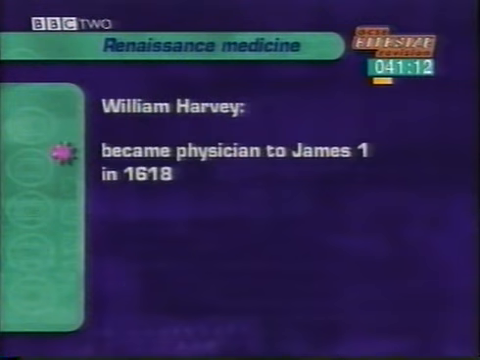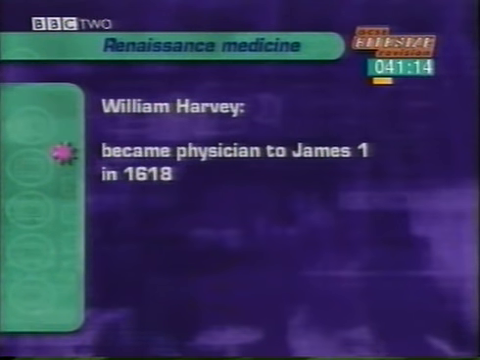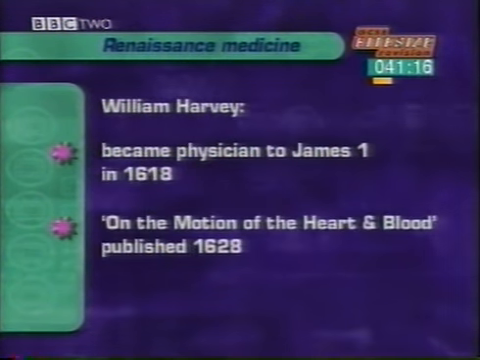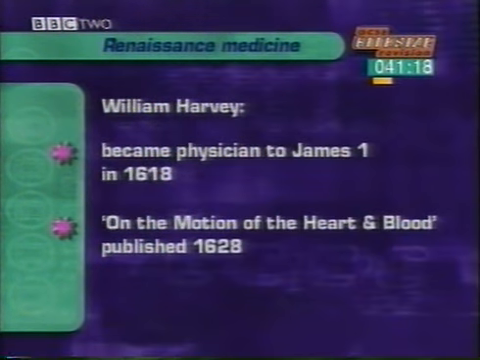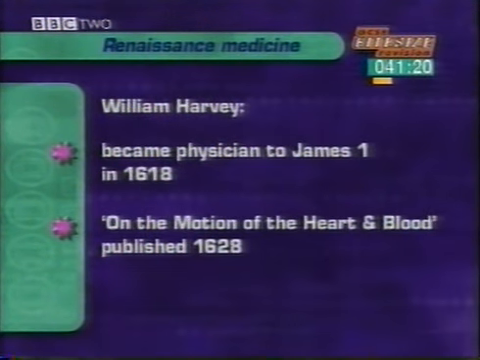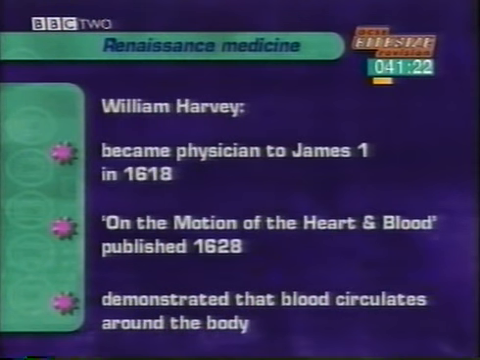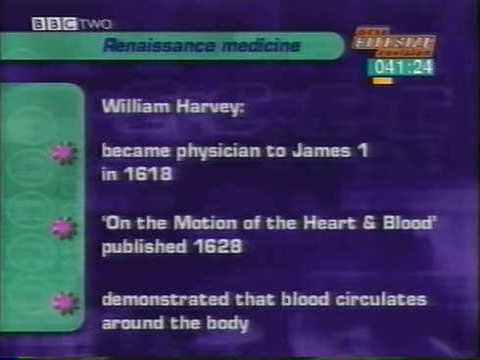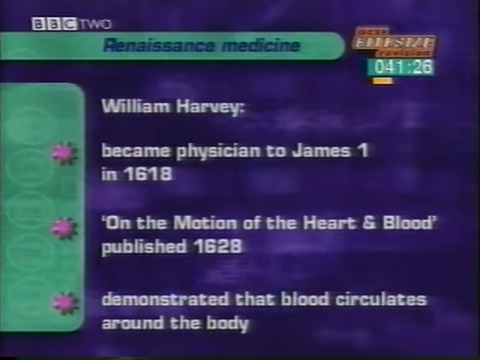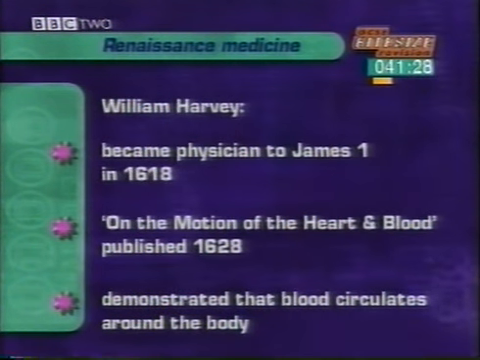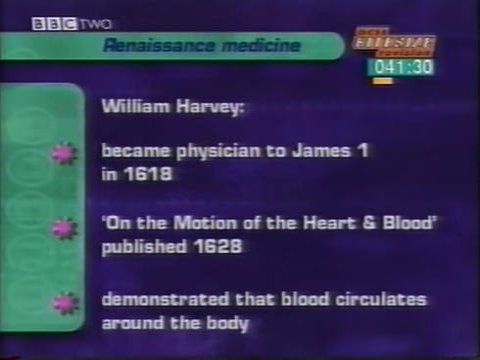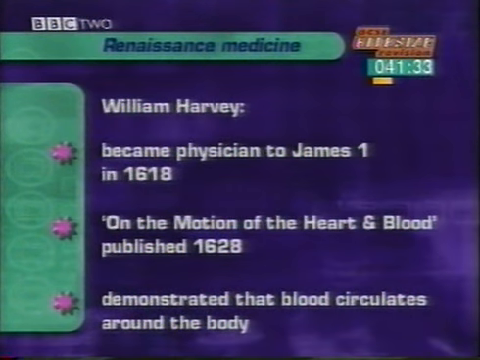William Harvey became physician to King James I of England in 1618. His book, On the Motion of the Heart and Blood, was published in 1628, demonstrating for the first time that blood circulates round the body. Later in the 17th century, observations with the newly invented microscope confirmed Harvey's theory by enabling the smallest blood vessels to be seen.